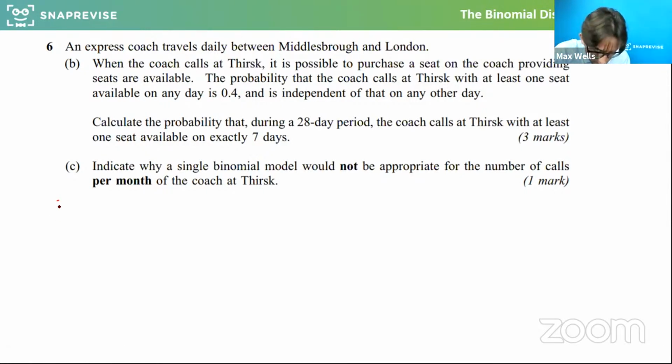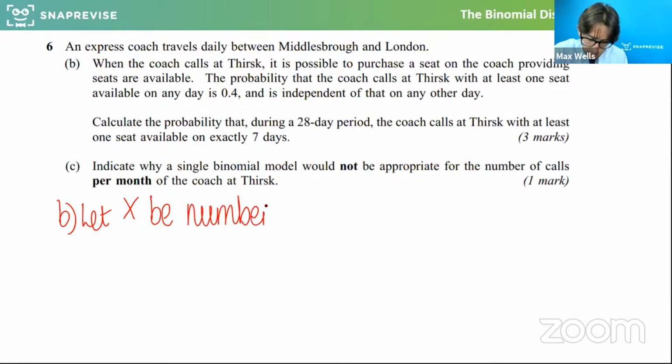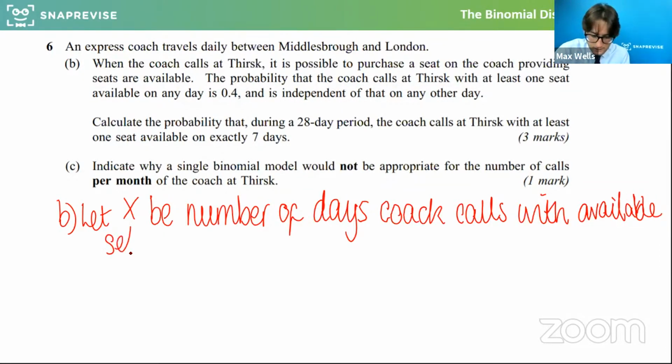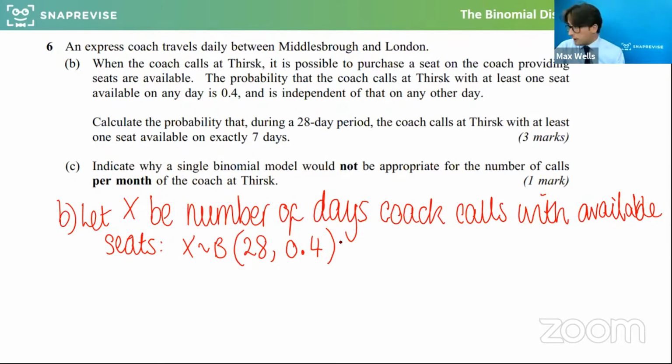So what we've got is to just do exactly like we've been doing it as a binomial model. We're going to let X be the number of days the coach calls with an available seat. Right, and we're going to say X follows the binomial distribution with N as 28, because it's 28 days, and the probability of successfully having a seat available is 40% of the time, 0.4.